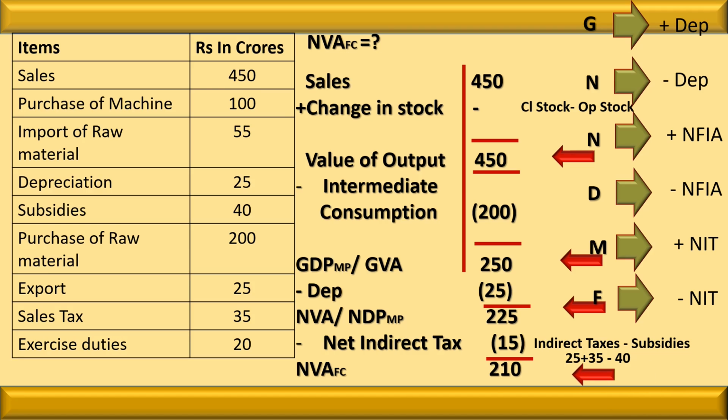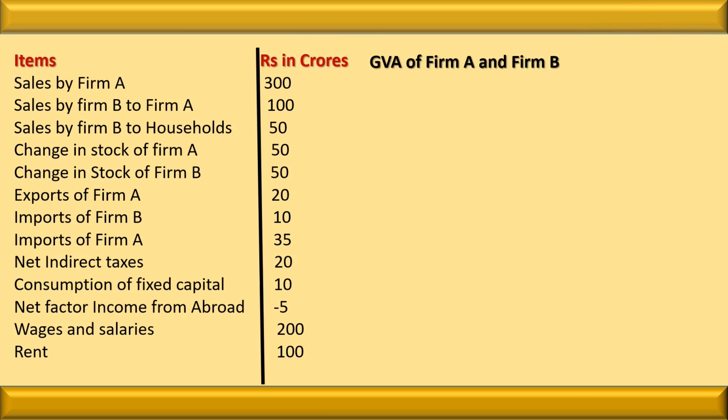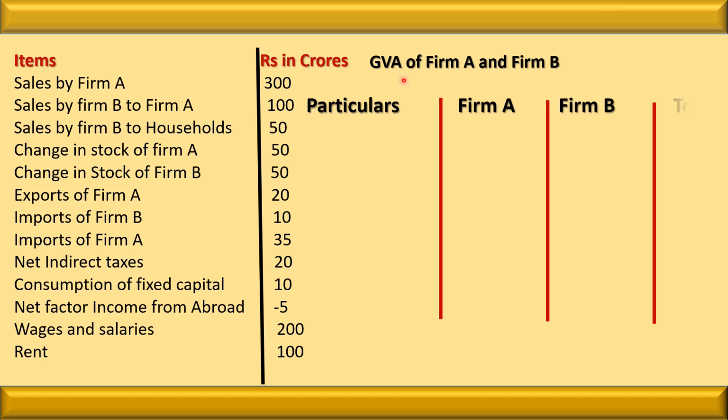I hope the question is clear to everyone. Now let us see another question. In this question we have to find out value added. Now we have to find out the value added of the firm A, firm B, and collectively called gross value added. Individually value added, collectively gross value added. So we have to find out the value added of the firm A, value added of the firm B, and gross value added. Total of the value added means gross value added.